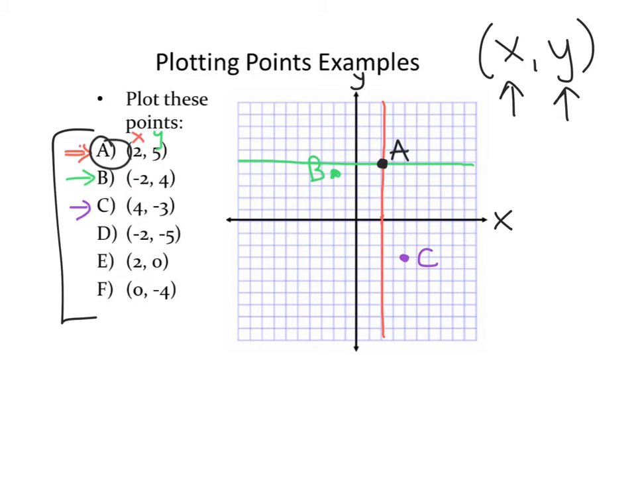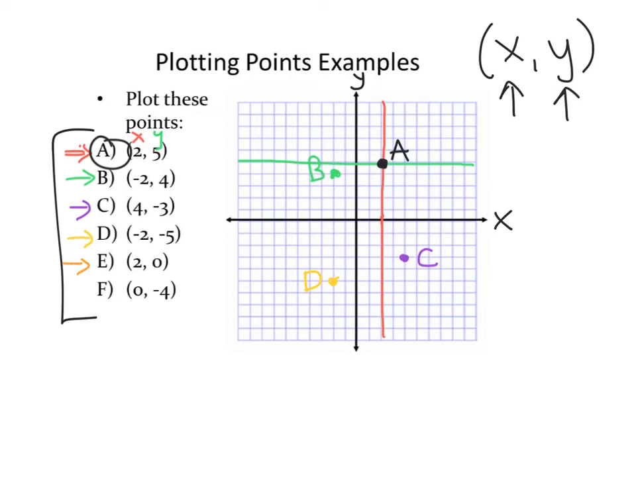Sorry, I'm looking for another color here. D is -2, -5. So -2 on the x-axis is here. -5 on the y is here. So -2 and -5 together would bring us to this point here. That is D.